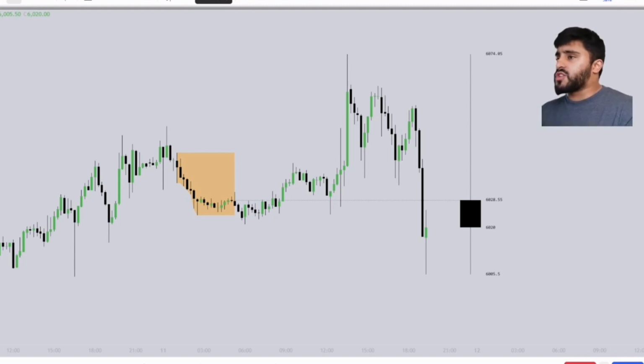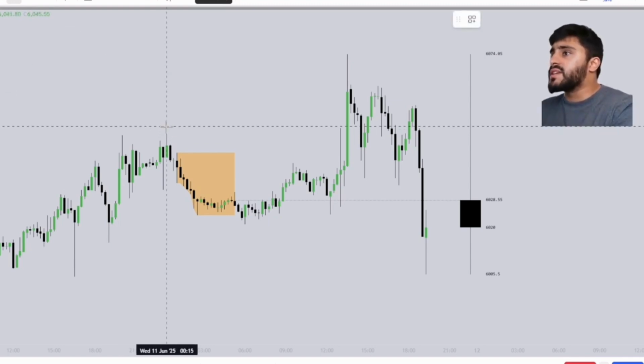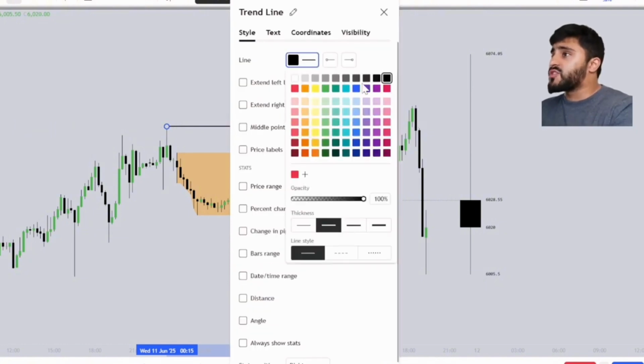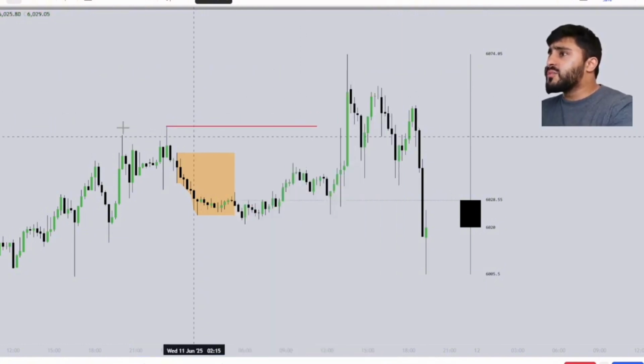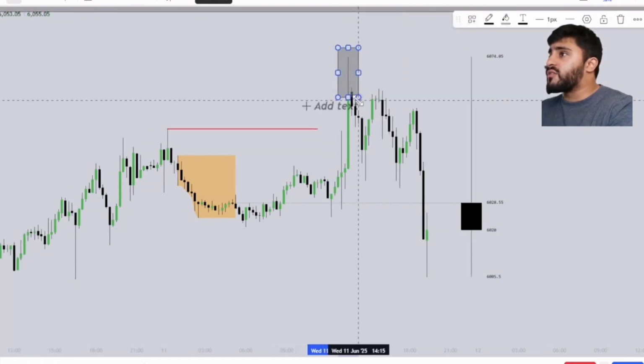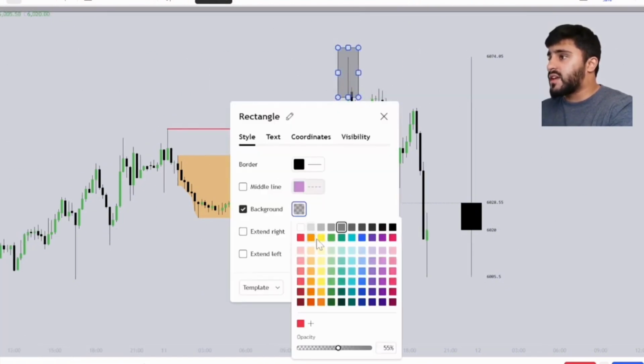Every day when you go onto your charts, you want to mark out the previous day high, right? Previous day high, and I'm going to put this in red. I'm going to change it to a different color. So this is the previous day high, and we can see the market has swept this area, pretty aggressively as well. We see the market sweeping this area.